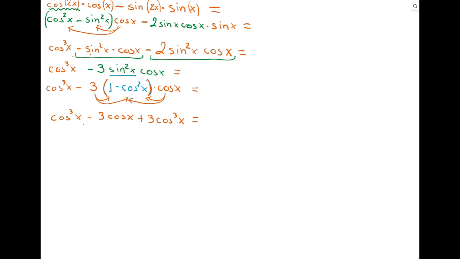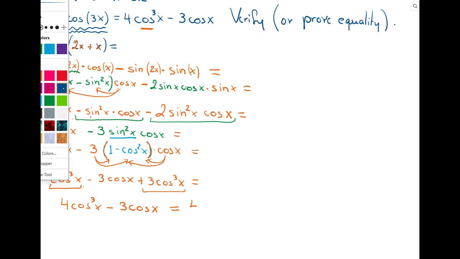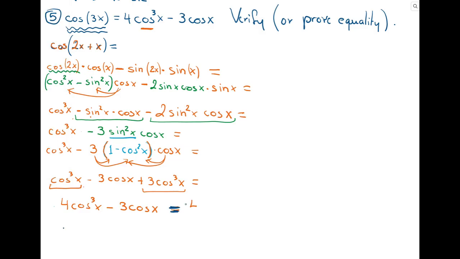And now we're going to see how that simplifies. I have a 3 cosine cubed and a 1 cosine cubed here. So those are like terms, right? So that will be 4 cosine cubed x minus 3 cosine x. And let's check one more time what we needed. And sure enough, we got it. This is equal to what we started with, which was 4 cosine cubed x minus 3 cosine x.